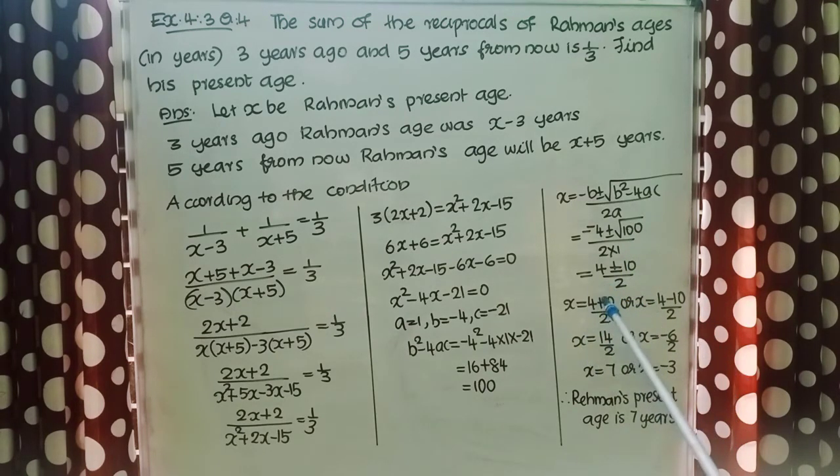Splitting, we get x equal to 4 plus 10 by 2 or x equal to 4 minus 10 by 2, that is x equal to 14 by 2 or x equal to minus 6 by 2, that is x equal to 7 or x equal to minus 3. Second number is a negative one, we cannot take, so we can take x equal to 7, that is Rahman's present age is 7 years.